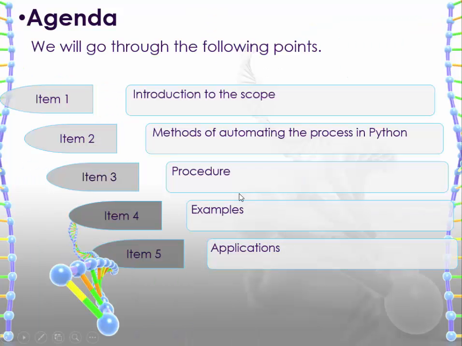In order to understand how to create a software like that, we've got to go through the following parts. First, we'll go through the introduction to the scope, then the methods of automating the process of creating DNA digestion in Python, and then we'll go through the procedures of one method and give an example, and finally we'll talk about the applications of restriction digestion in the laboratory.